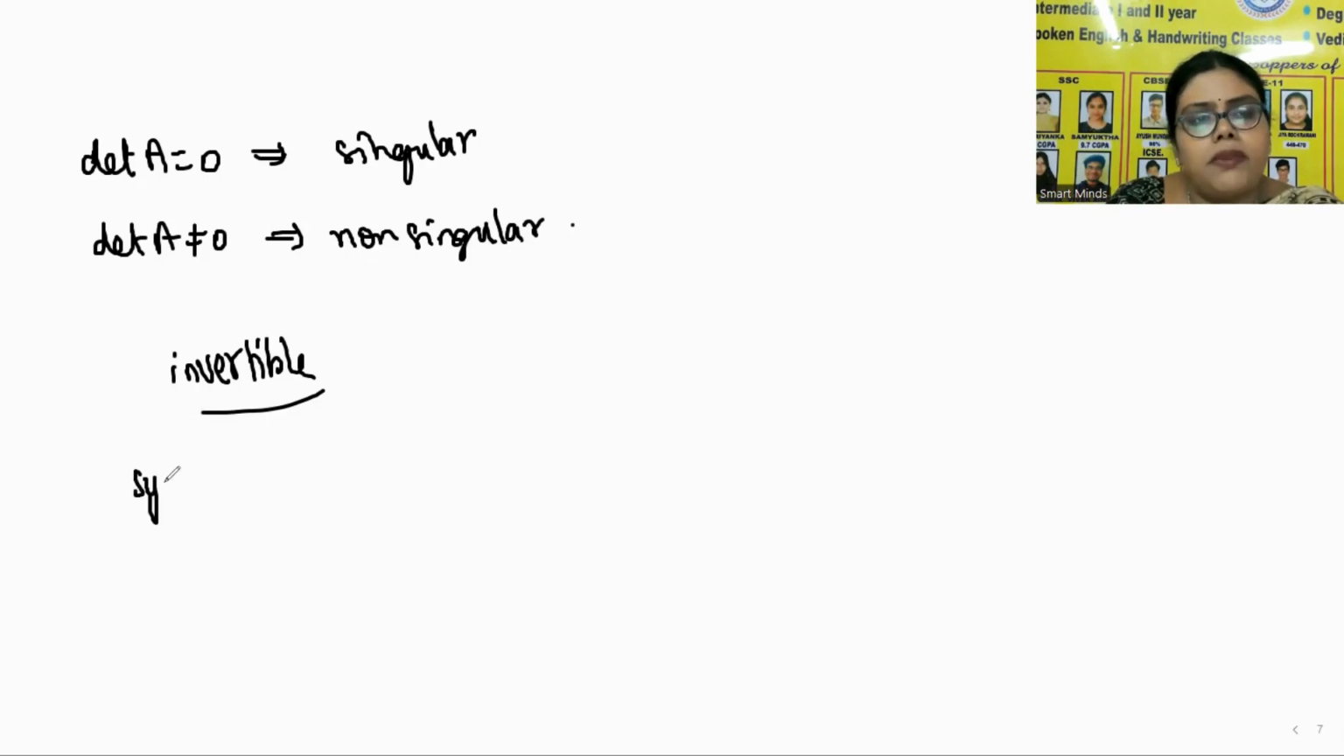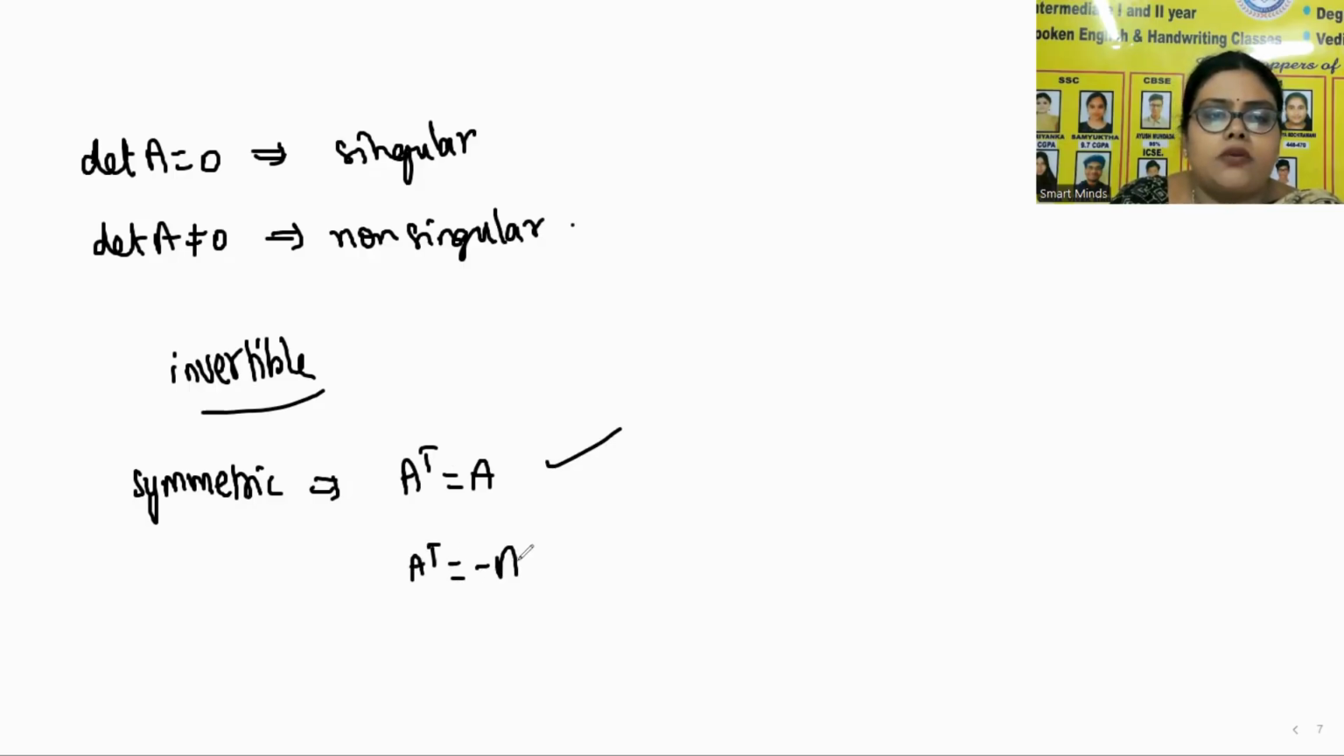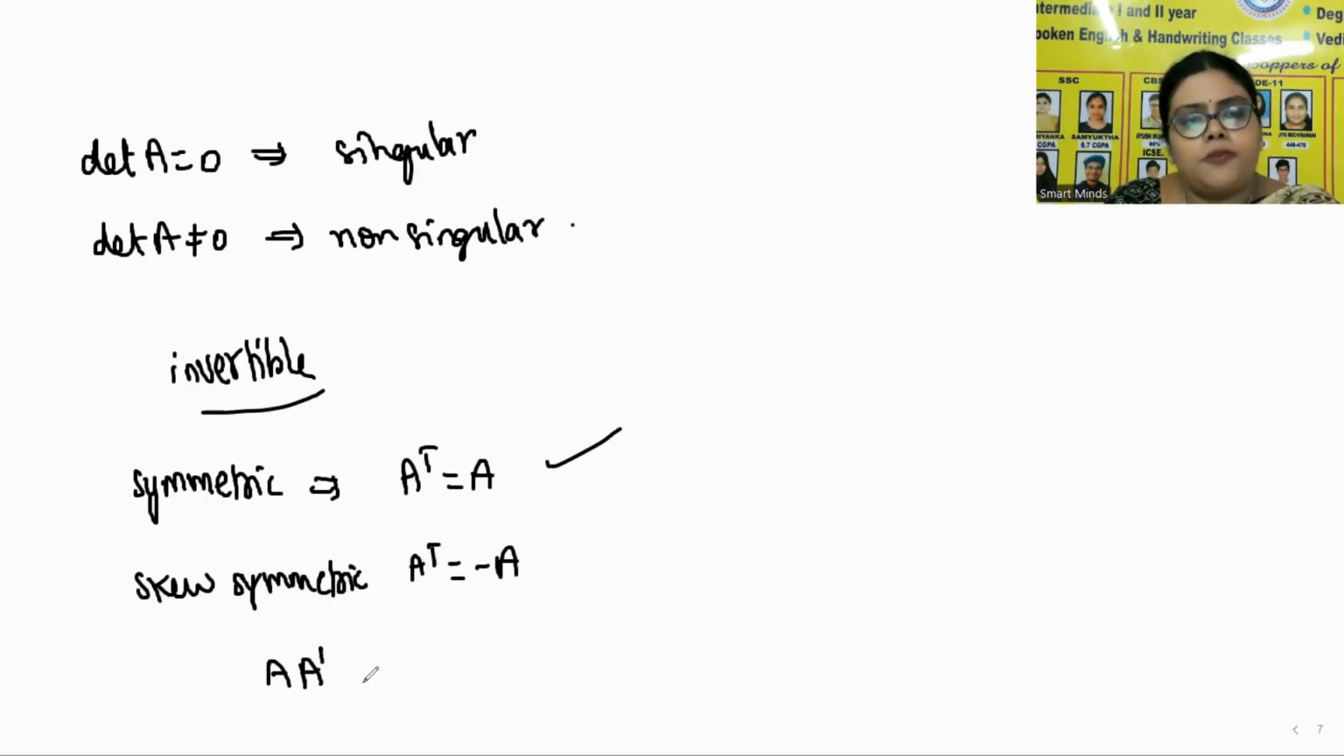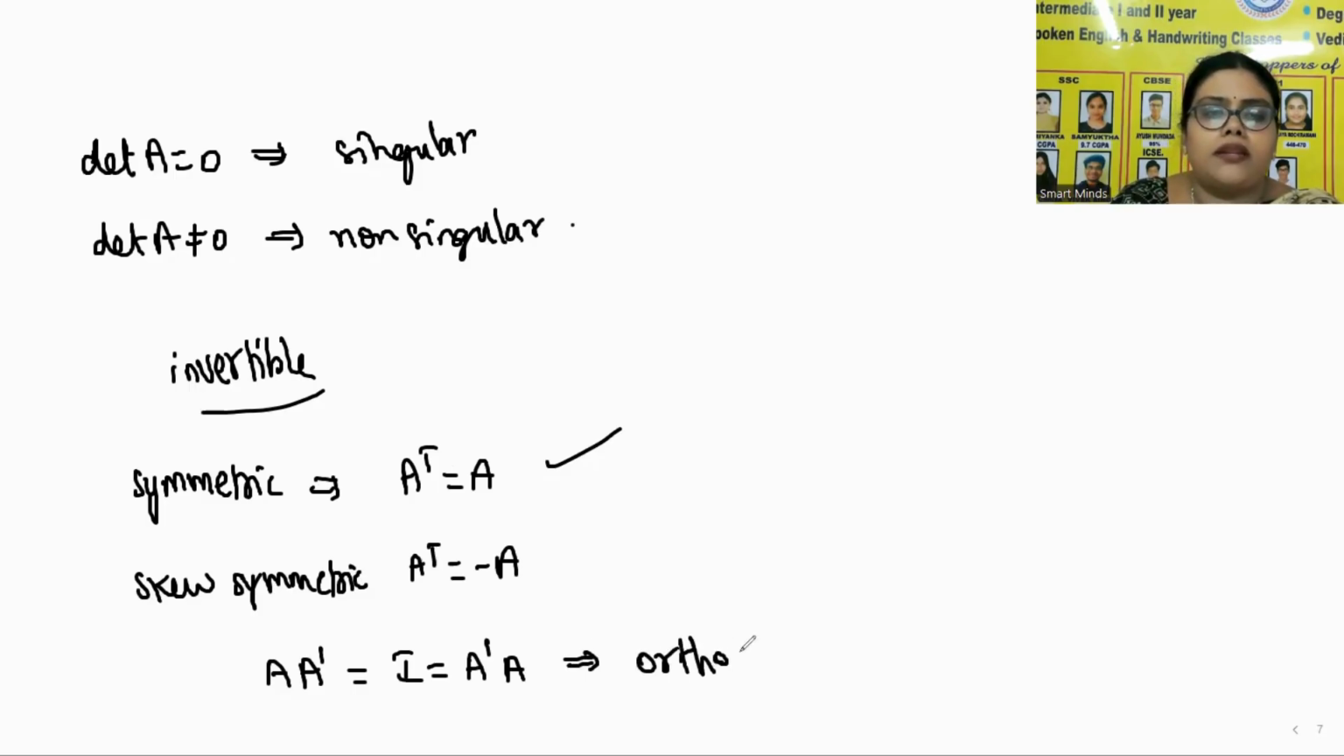Now coming to symmetric matrix. If A transpose is equal to A, it is called symmetric. And if A transpose is equal to minus A, it is called skew symmetric. Then if A into A transpose is equal to I and also A transpose into A is I, such matrices are called orthogonal matrices.